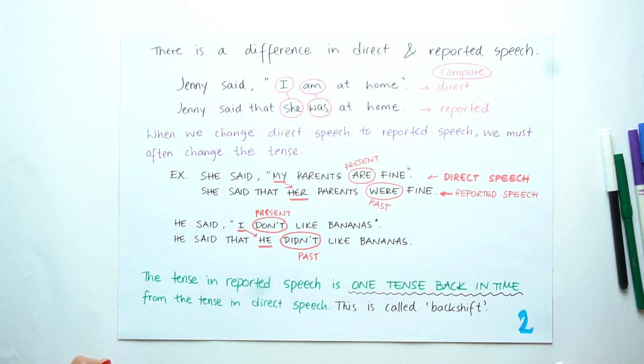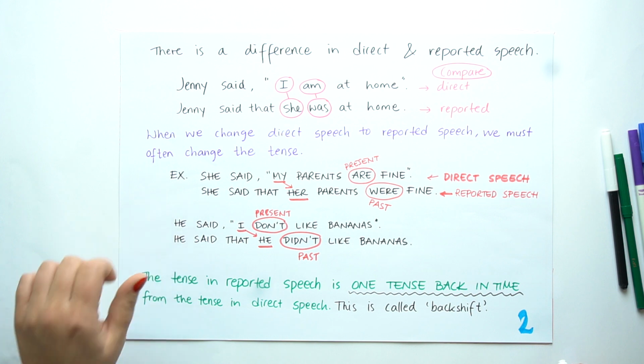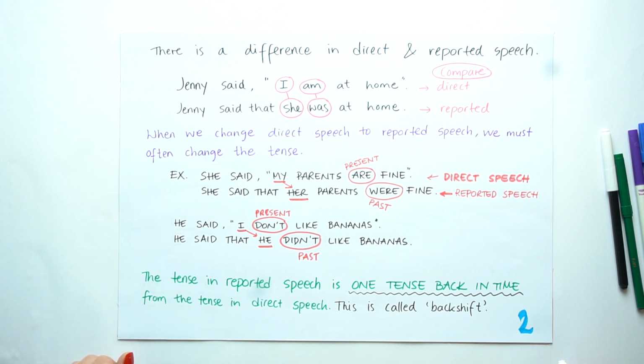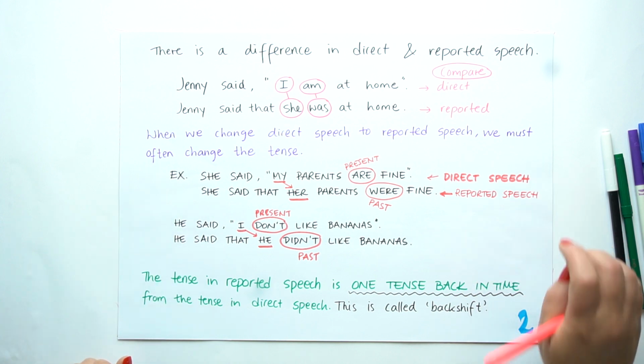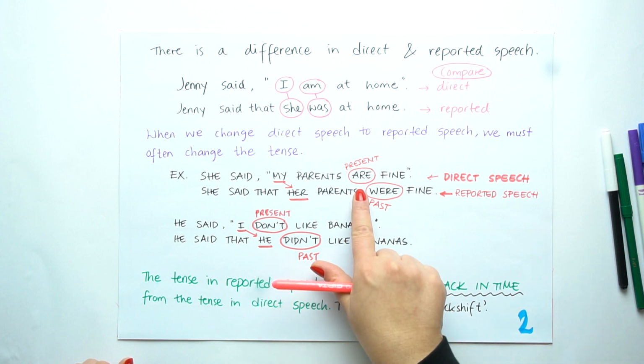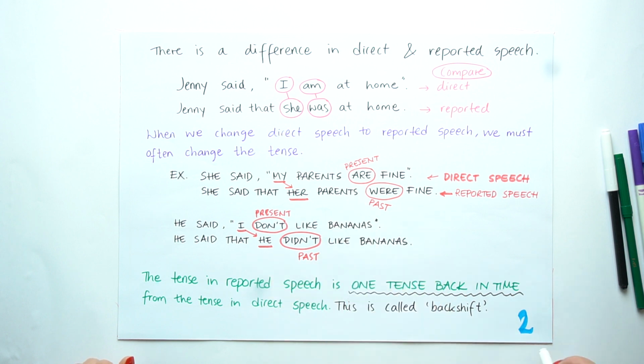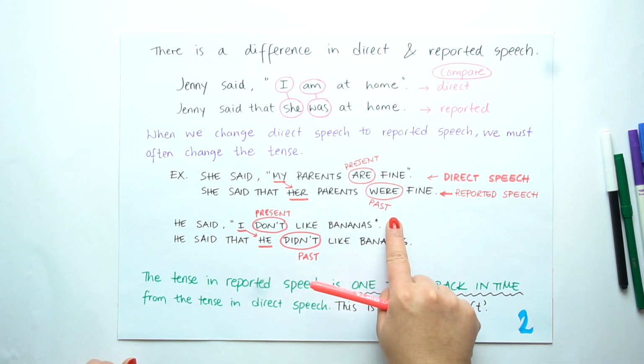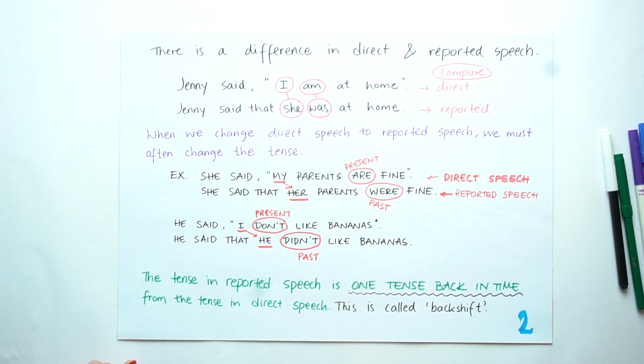Look at the second example. She said, "My parents are fine." Well, this is direct speech, and as you can see, the tense of our sentence is present simple. Look at the second one. She said that her parents were fine. Well, this is reported speech, and as you can see, present tense becomes past tense. And also, this is not "my" anymore because I'm reporting it to somebody else, so it becomes "her."